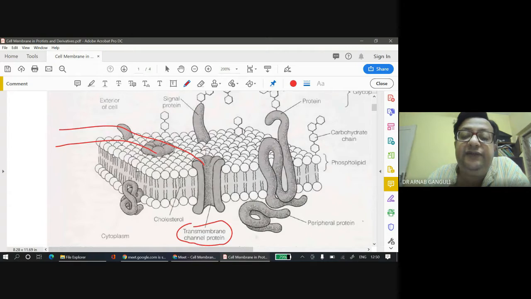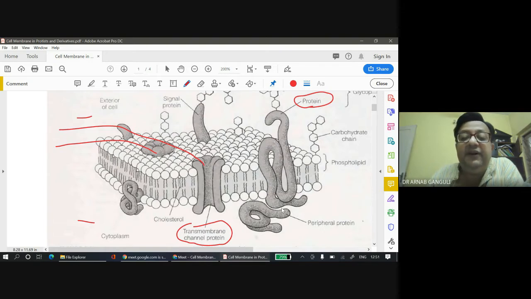Transmembrane means that it spans from the outside region to the inside region. It spans throughout the membrane. This center region is hydrophobic, and the outside amino acids are hydrophilic. These are hydrophobic amino acids. They hate water, and these are outside. They form a channel to allow passage of substances. These are transmembrane channels, and they are also known as integral membrane proteins. This is also an integral membrane protein here.